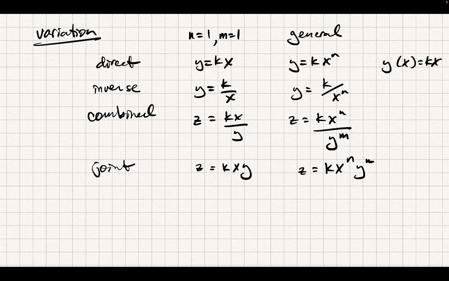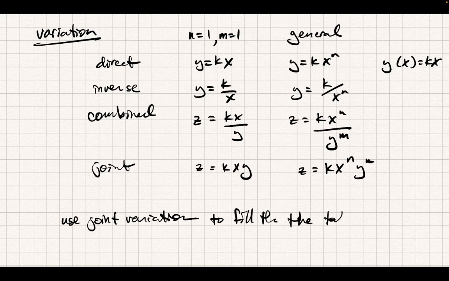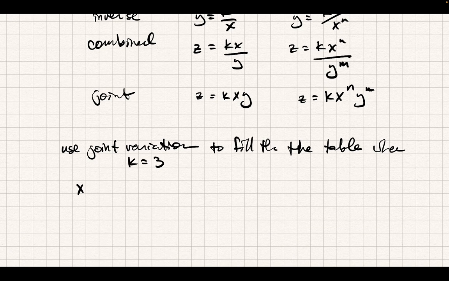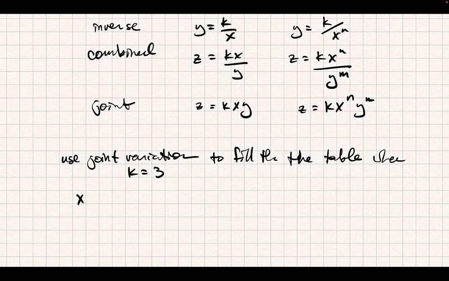So if I say use joint variation in order to fill the table when k equals 3, and I say make a table here with x values, and let's see, it's a joint variation, so I'm going to say x here, y here, and z here. Wait, will it tell us when n does not equal 1? Or will there just be a power on it?